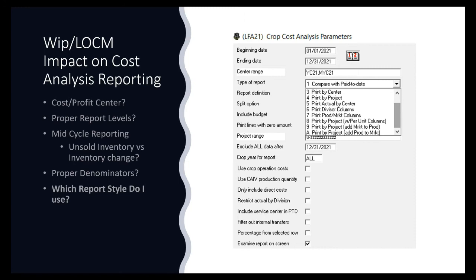Then mid-cycle reporting. If we don't sell our crop until July, but I can for sure, July of the following year, I can sure tell you that everybody I work with wants to see a result of how that field or how that crop worked at the end of the year, if not before the end of the growing year. So there's issues with mid-cycle reporting.